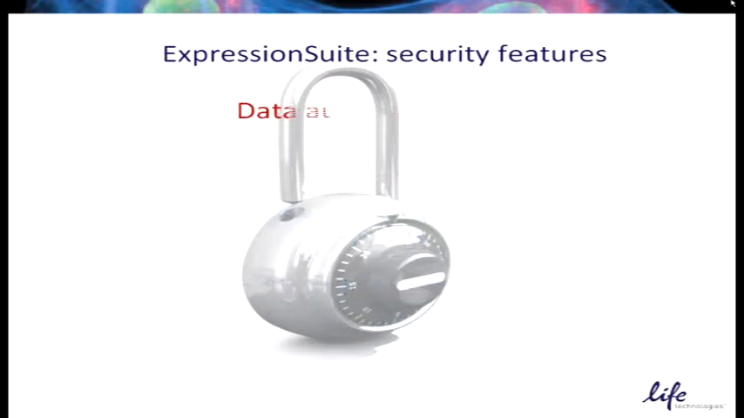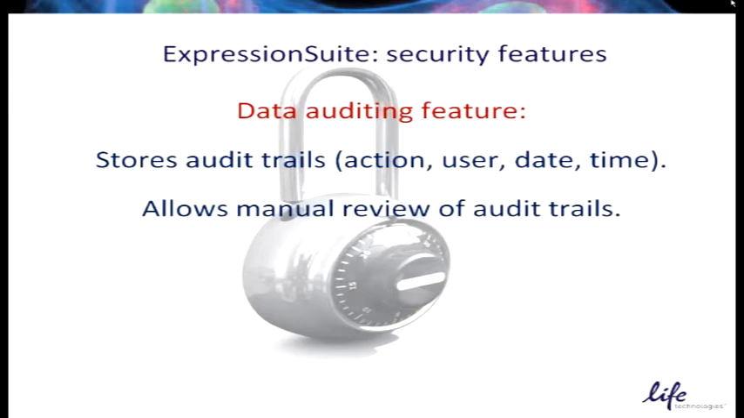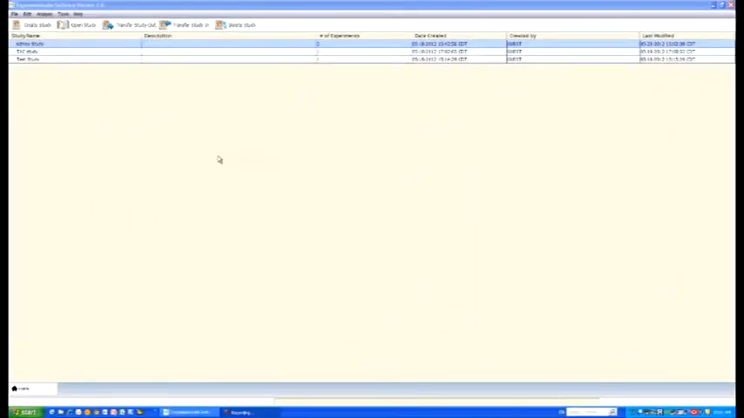Finally, the data auditing feature I mentioned tracks changes to data in two ways: by storing audit trails containing complete descriptions of any changes made, the user, and the date and time, and by allowing manual review of these audit trails. The security and auditing features aren't actually set up when we install the software. We have to both activate it and set up all the security parameters to suit our needs. Let's see how to do that.